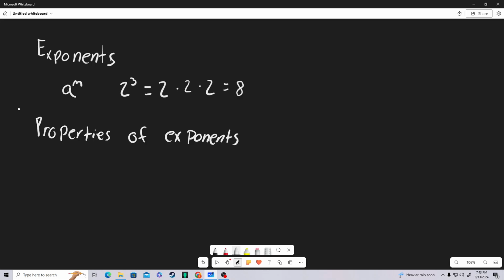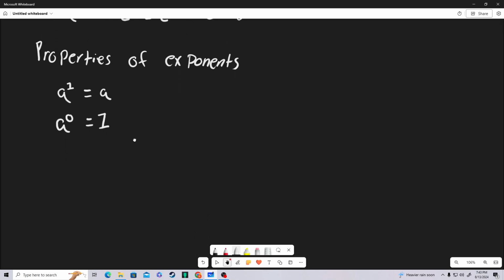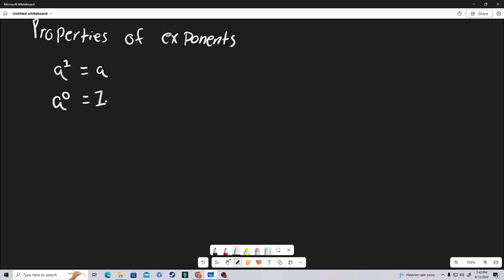Okay, so properties of exponents. The first one to remember is that a to the first just equals a. If you think about it, it makes sense because this is a times itself one time. So it's just a. A to the 0 power equals 1. Does not equal 0. There are reasons for this. That's a little outside the scope of this video to talk about why that is. But all you need to know is that a to the 0 equals 1. These are all really important things to remember. These are more than likely going to be on the test.